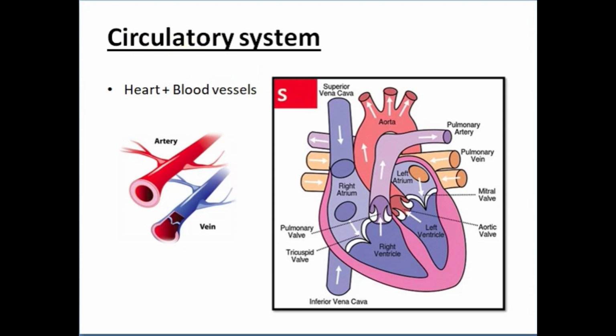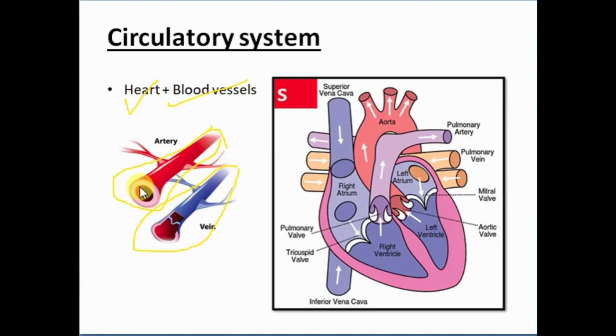So here, the circulatory system comprises the heart and blood vessels. So blood vessels and heart make our circulatory system. These blood vessels are of two types. We have arteries and we have veins. The arteries, which you can see here in red color, carry oxygenated blood, and the veins, which are blue in color, carry deoxygenated blood.